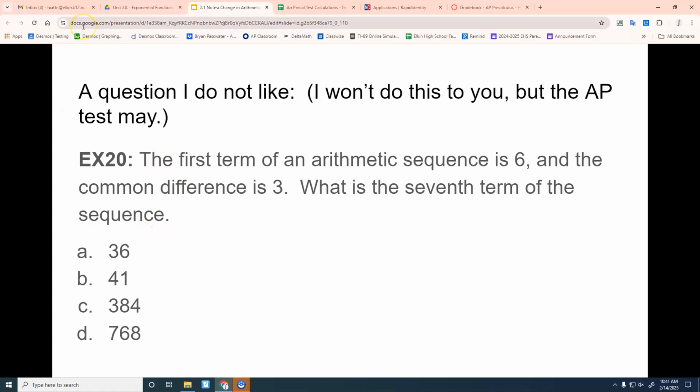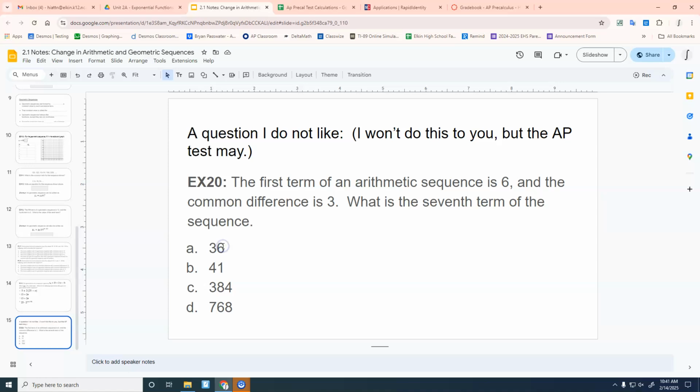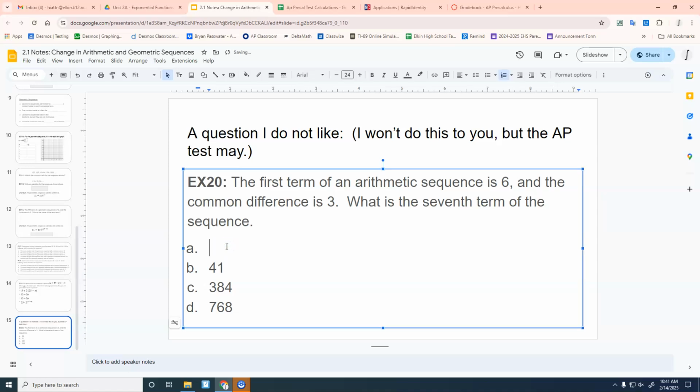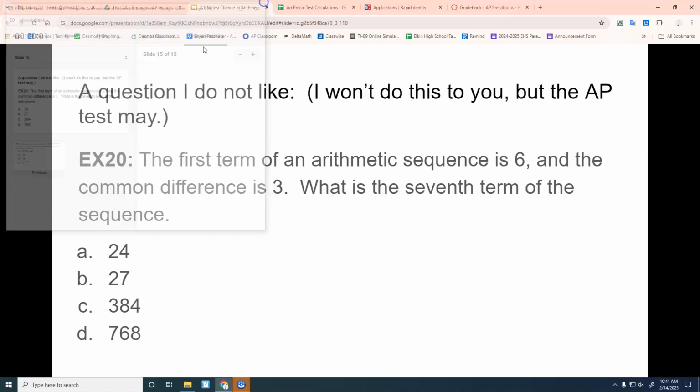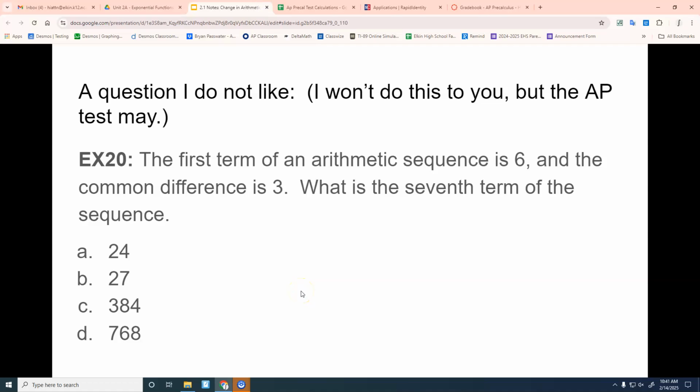Let me change my answer choices. Let's make this 24 and 27. Okay. Now see what you get. I'm thinking my answer choices were just wrong. Surely I wouldn't have done arithmetic and common difference and actually meant to do it geometrically.